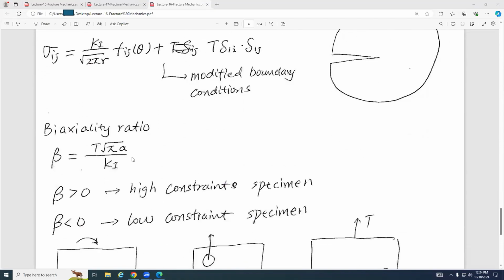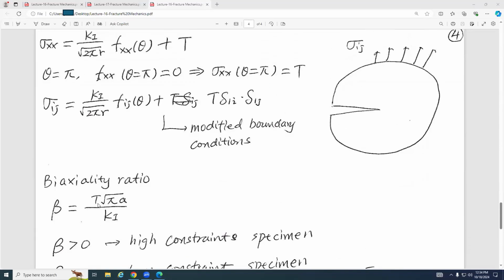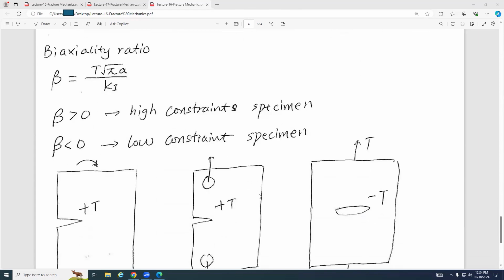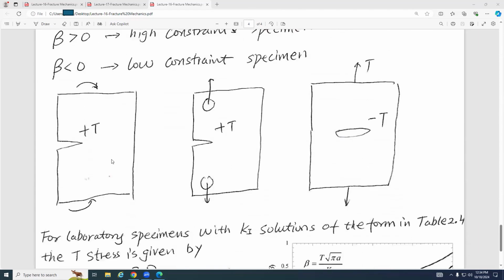Okay, then we talk about the biaxiality ratio. The biaxiality ratio is defined as beta equals T divided by sigma, where T is sigma xx, T pi a divided by Ki. If beta is greater than 0, that means it's a high constraint specimen. If beta is less than 0, it's a low constraint specimen.